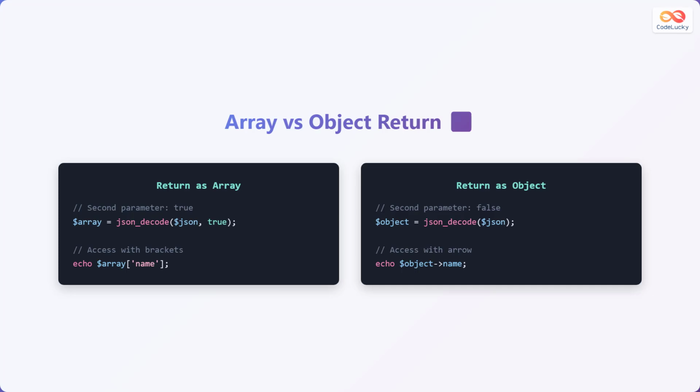If the second parameter is set to false, the JSON will be decoded as an object. You can access the values using an arrow. The comment says second parameter is false. Variable object is equal to function called json_decode with variable json as the input. We are accessing with an arrow, so echoing variable object with arrow and a key named name.